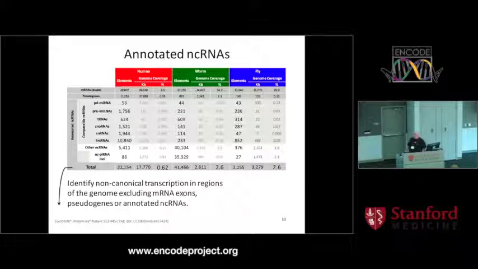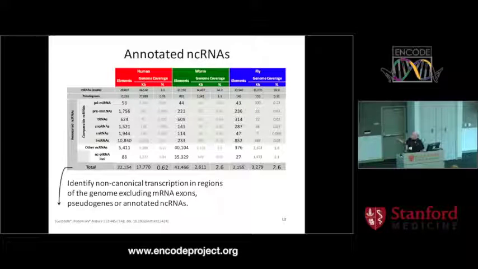So in summary, before we looked at novel non-coding annotation, we could look at annotated non-coding annotation that we had in all three organisms. So at the top, we've got exons of protein coding genes. And we can see that in the human genome, exons comprise about, and this includes UTRs, about 3% of the genome. Worm, it's about 34. Fly, it's about 28.